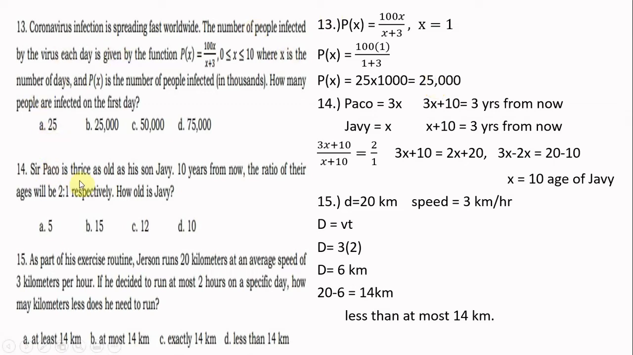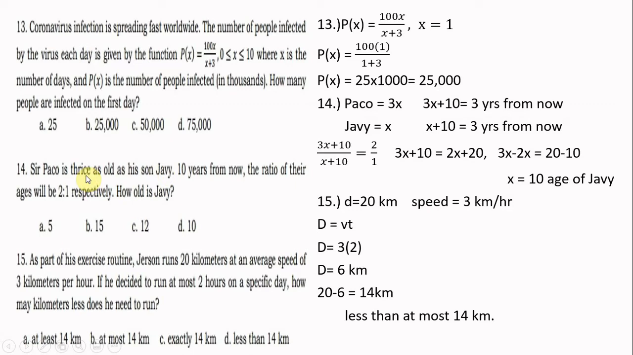Okay, number 14. Sir Paco is thrice as old as his son, JV. 10 years from now, the ratio of their ages will be 2:1 respectively. How old is JV? Now, who has been talked about in the problem are the two, father and son. It's Paco and JV.